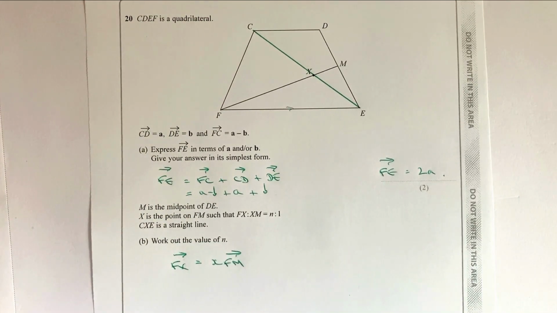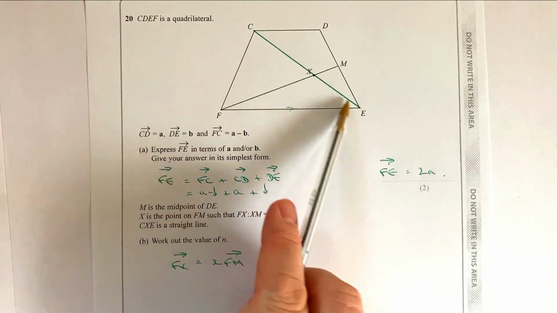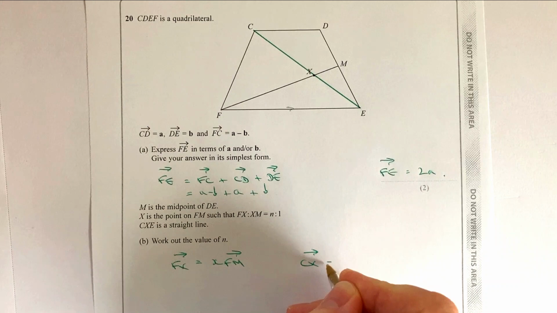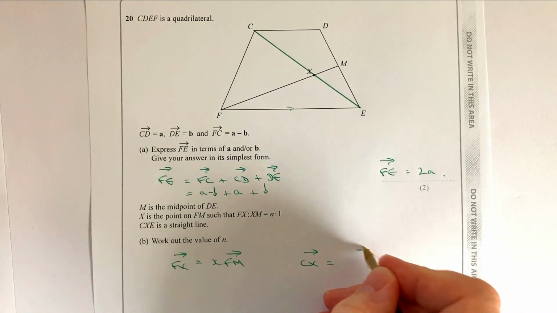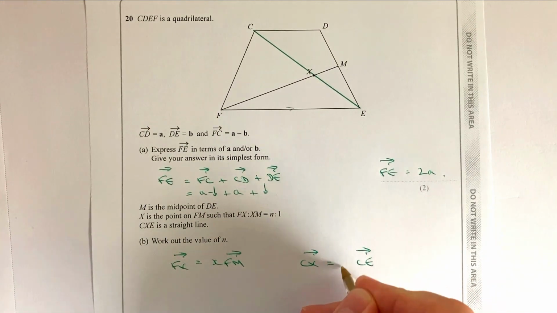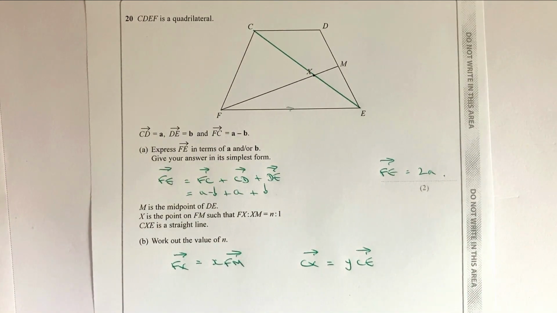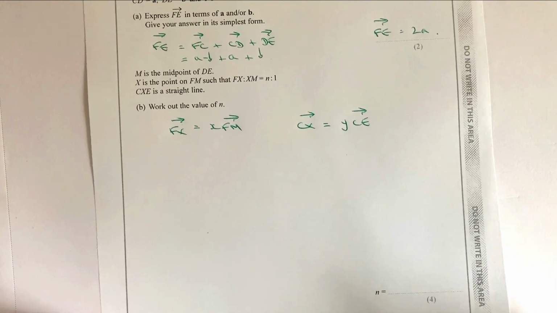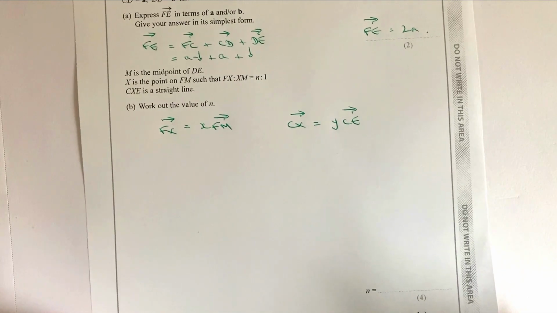Okay, so similarly, I've got exactly the same with CX and CE. I can say that vector CX is a multiple of CE, but I'm actually going to call it Y. So what I've done is I've differentiated X and Y there. Let's have a look then at what we can do in order to help us a little bit more with this particular question.